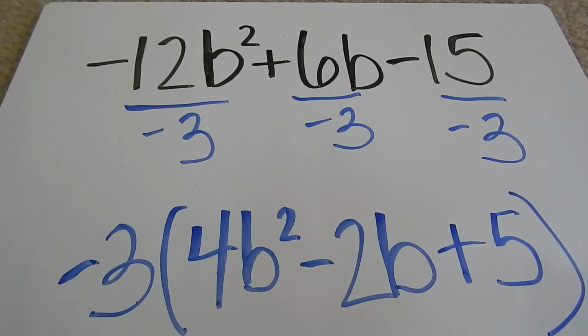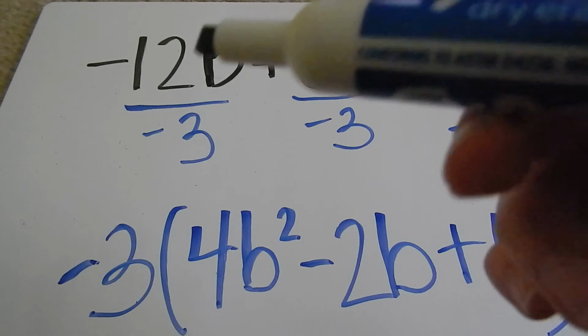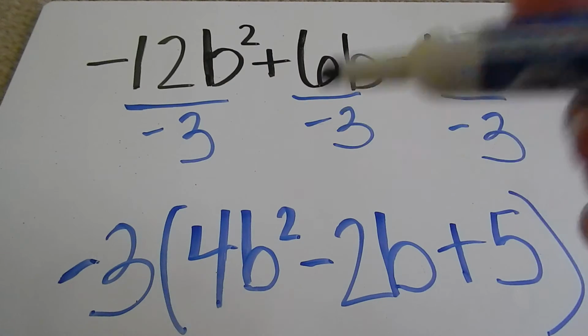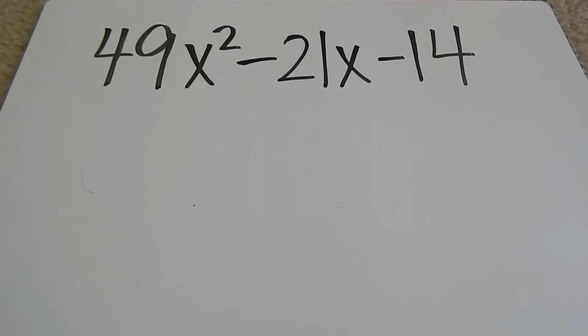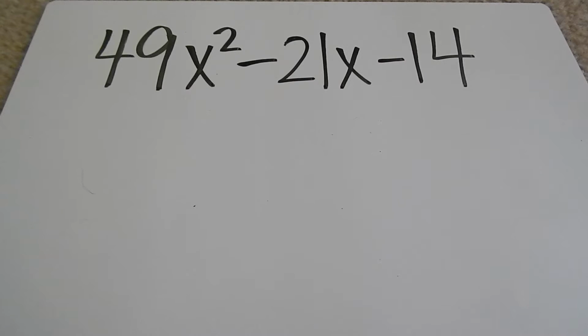You can always check your answer by redistributing whatever the GCF is. In this last example, I encourage you to pause and try it out for yourself. Then you can unpause and then I'll explain the solution.